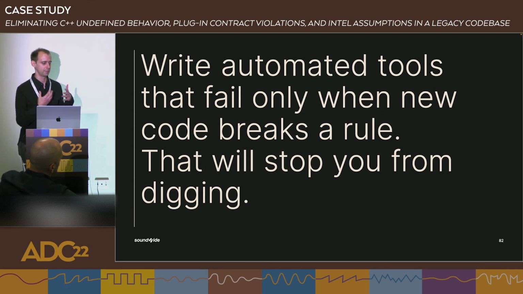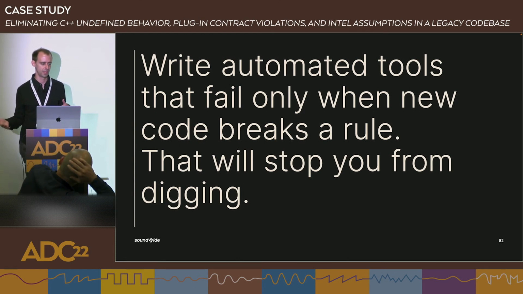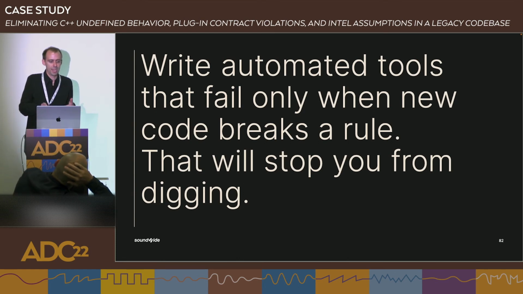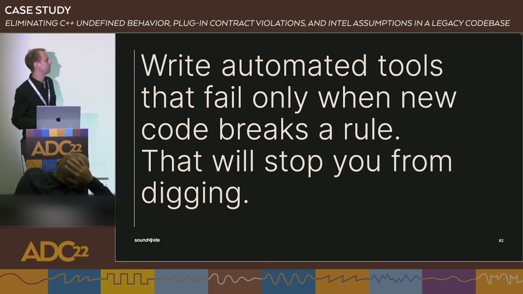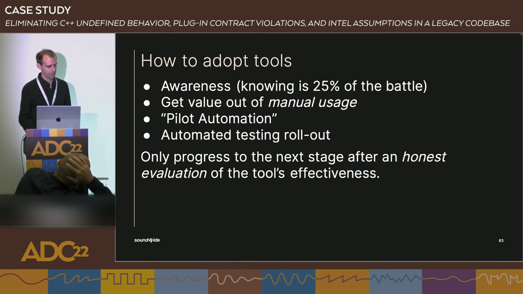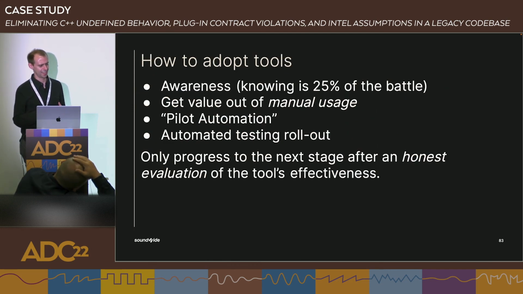If you have a tool like this that only breaks when new code does something wrong, then you can roll it out immediately. You're getting a ton of value because you're not introducing new problems. And then anytime you fix a problem, this acts as a ratchet to make sure you don't backslide and reintroduce a problem. So really the gold standard for tools, especially for tools finding undefined behavior, is only break on new code, I think.